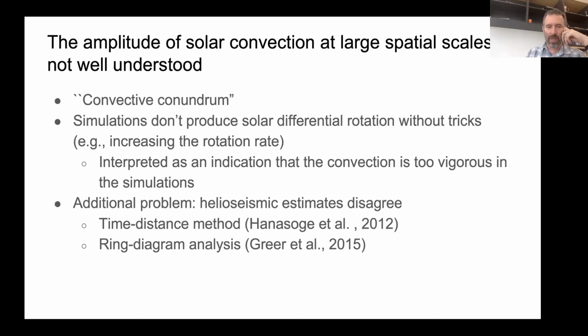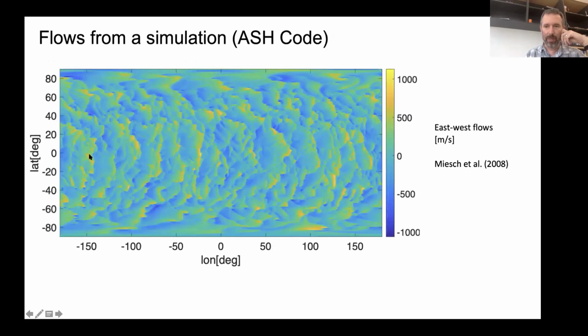There's an additional kind of complication here that some different helioseismic measurements don't agree either, but I'll say a little bit more about that in the next few slides. But let's have a look. So this is a map of east-west flows from one particular simulation. It was one of the cases from this Mark Miesch paper. And the simulation code in this particular case was the ASH code.